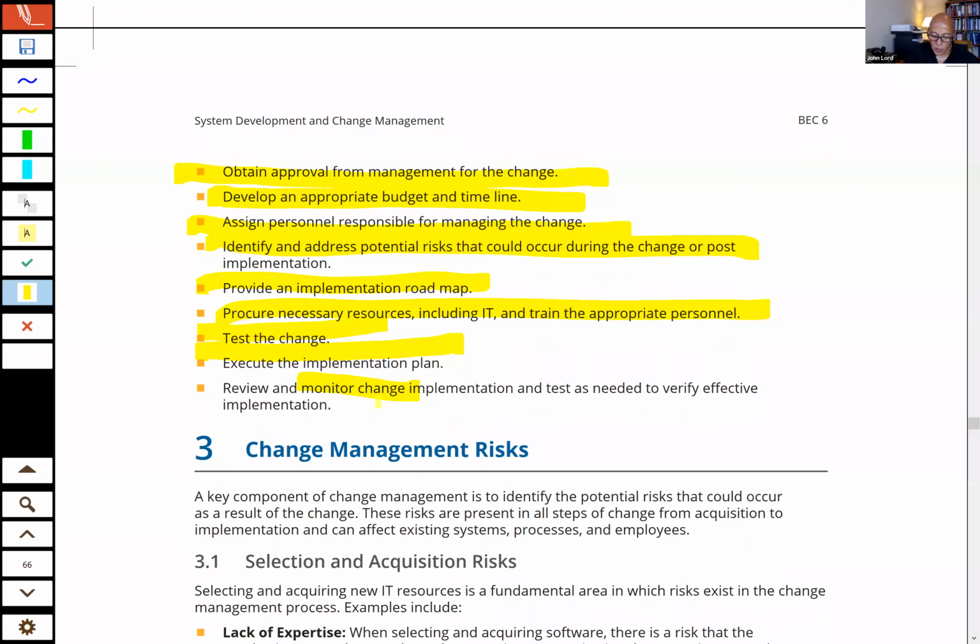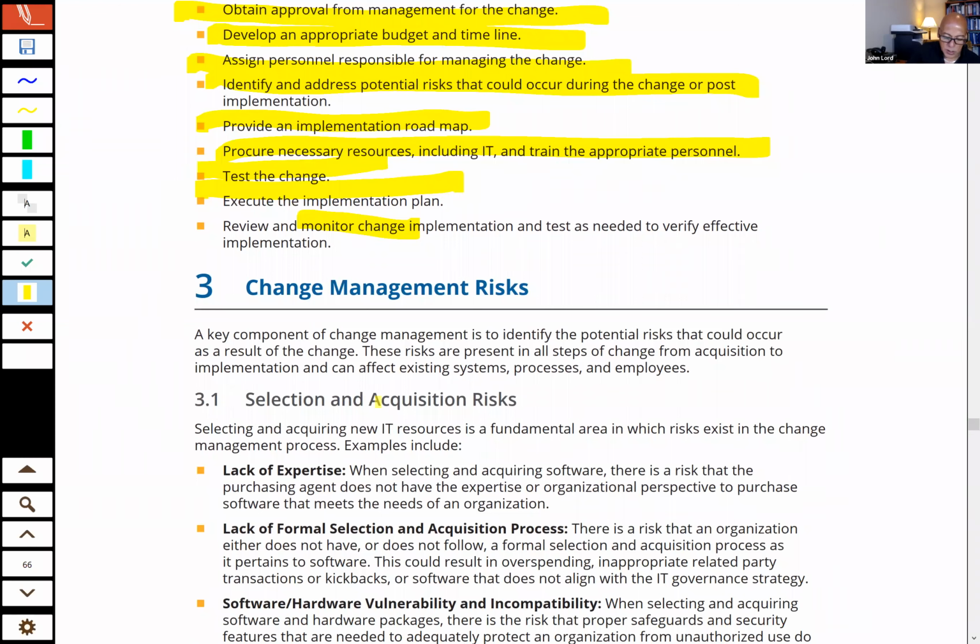Okay, so we've gone through and we've seen what the steps are. And again, the mantra here is going to be, what? Risks. How do you manage those risks? How do you control those risks? What are controls that you can have over those risks?